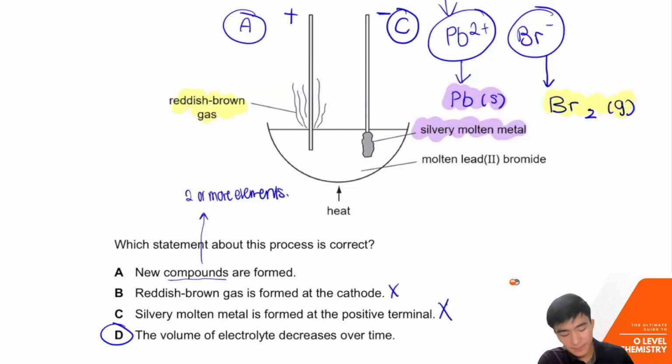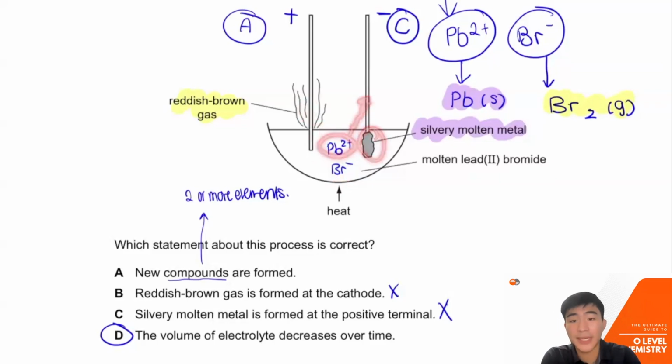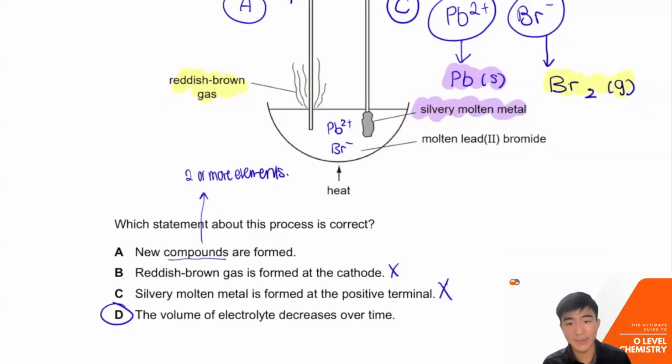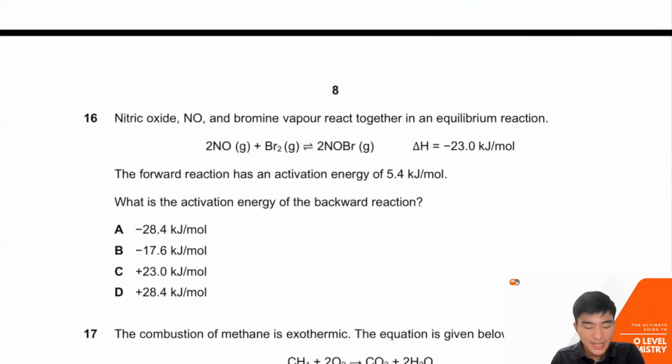We have Pb2+ and Br minus. You can see as the reaction proceeds, the Br minus is removed from the molten solution. On this side, the Pb2+ is also removed from the molten solution to form this silvery molten metal. So you can see the volume of electrolyte, which is the molten lead bromide, decreases over time. I hope that you understand this part. Okay, let's go now to the next question.